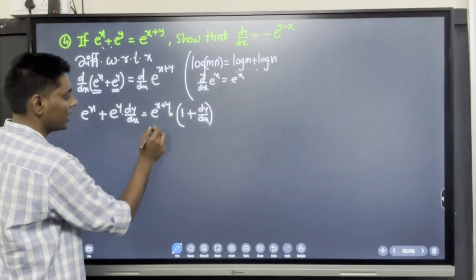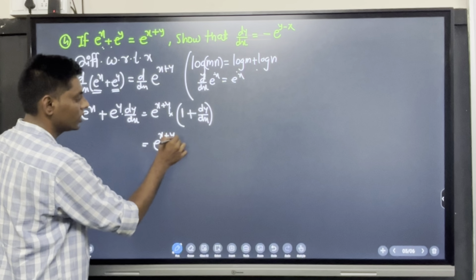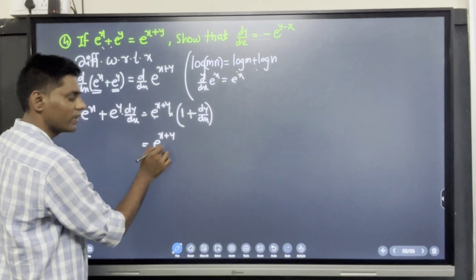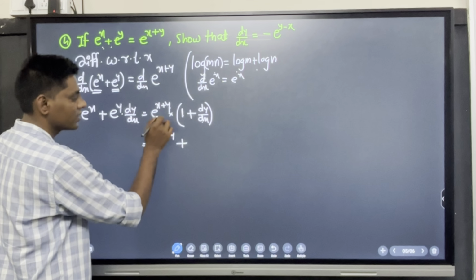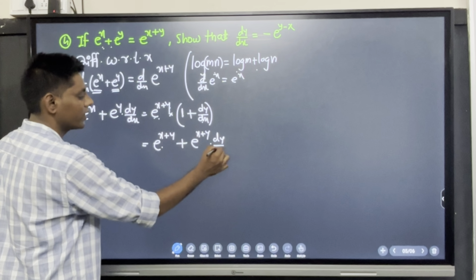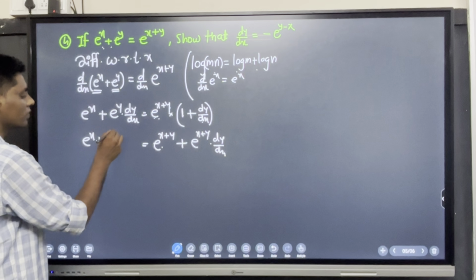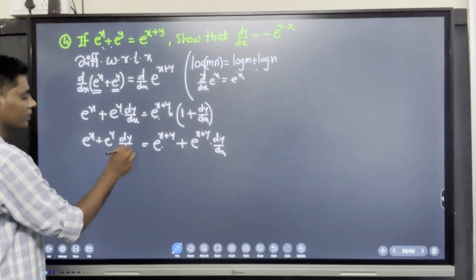Simple, just multiply, we have to do the bracket expansion. So what is the bracket expansion? 1 multiplied by e raised to x plus y as it is, plus dy by dx multiplied by this term, so e raised to x plus y into dy by dx. Next here, e raised to x plus e raised to y dy by dx.